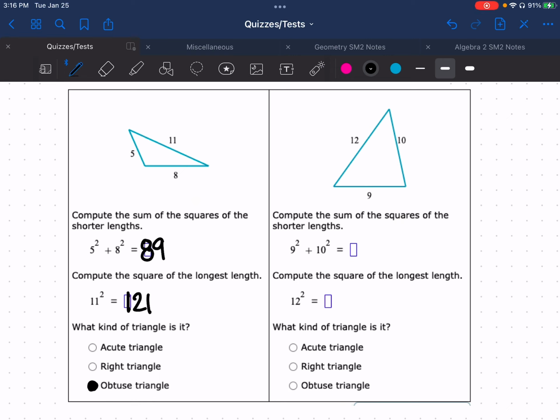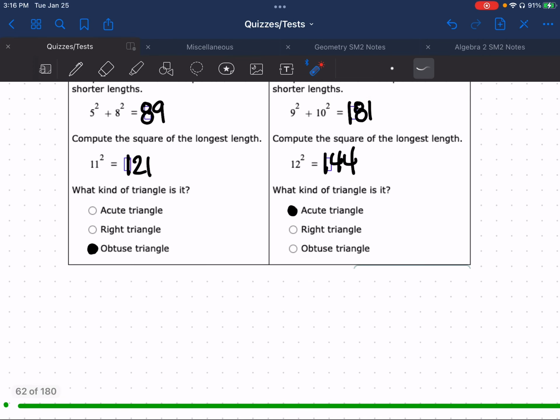All right, let's go ahead and do the next one. 9 squared plus 10 squared. I'm just putting it into my calculator. 12 squared is 144. As I can see, this one is bigger, so that is acute. To be right, they must be equal. All right, and the they that I'm talking about are those two right there.